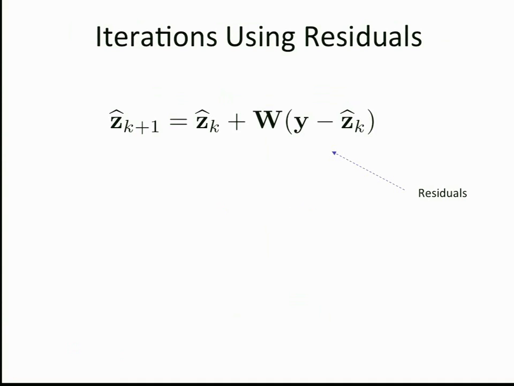So let's say, for instance, you're doing denoising. You apply your denoising filter, then you take the result, the denoised image, and you subtract it from the original noisy image. That's this residual. Then you apply the filter to that residual, and you add that back to the previous estimate.